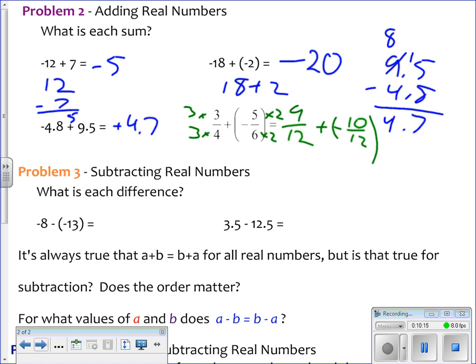Now, the nice thing, once you get a common denominator, my answer is going to have that denominator. And I just add or subtract the numerators. What's 9 minus 1? 8. Sorry, I meant 9 minus 10. What's 9 minus 10? Negative 1. Negative 1. Okay. Piece of cake. Right?